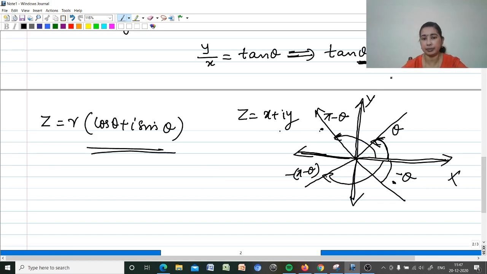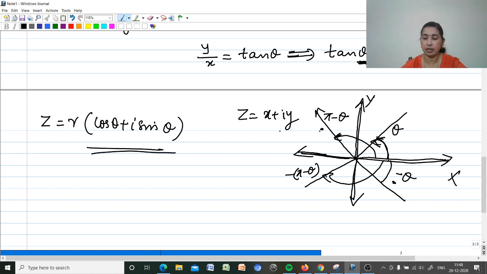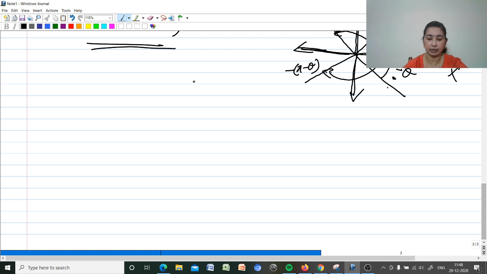If x and y are in the first quadrant, you take the same angle you have got here. If it is in the fourth quadrant, you take just the negative of that. If it is in the second quadrant, you take pi minus theta. And if it is in the third quadrant, you take negative of pi minus theta. After getting that, you can write directly in the polar form. We'll move on to some example questions so that you will understand it properly.